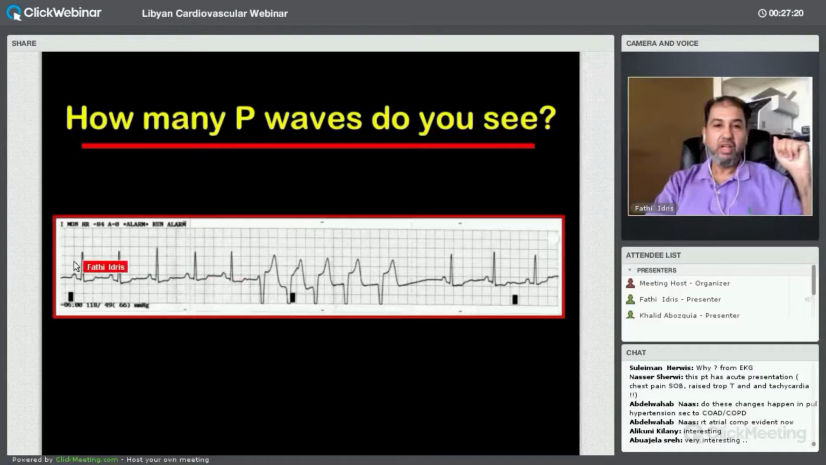So here we have 1, 2, 3, 4, 5 beats, and then we have another 5 beats of what looks like ventricular tachycardia, and then we have another 3 sinus beats. Okay, so this is from a totally different patient. So 5 sinus beats, 3 sinus beats, and 5 VT beats. I want you to look at the tracings and try to count how many P waves do you see.